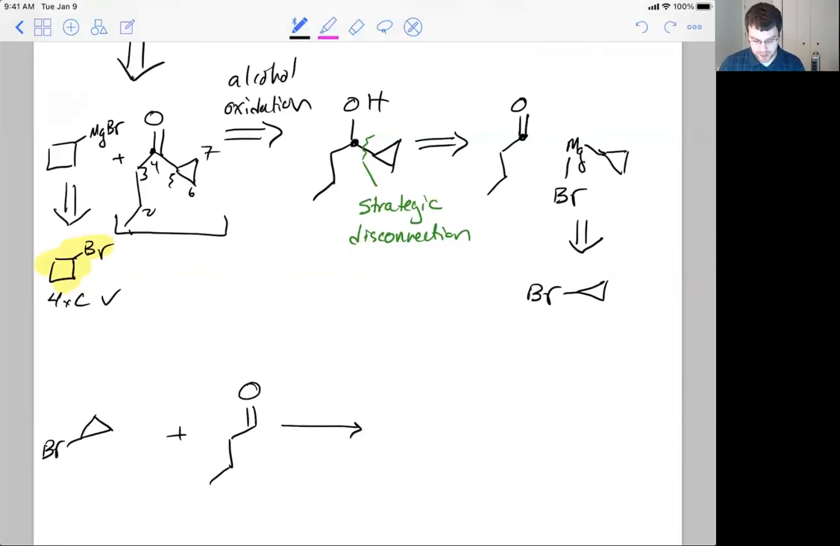Now, both of these things that have 5 or fewer carbons will react with each other by way of a Grignard reaction: magnesium 0, carbonyl, H+ for my quench. That's going to give rise to the Grignard product.